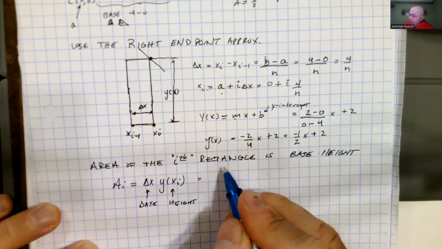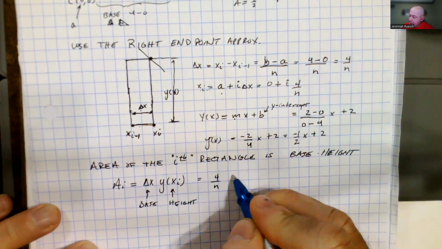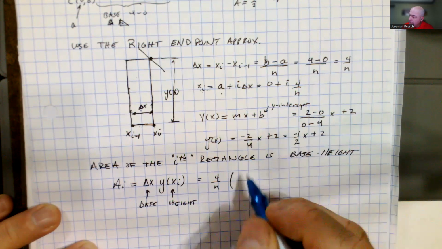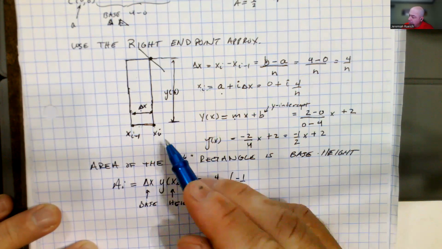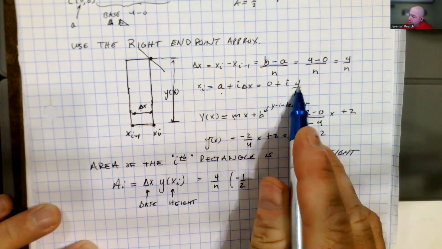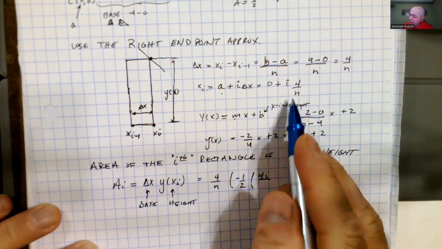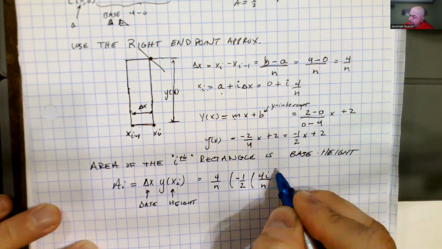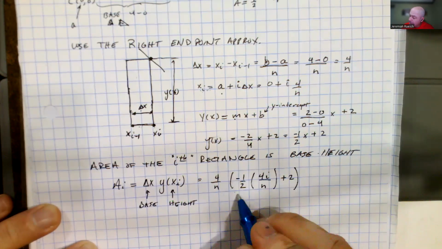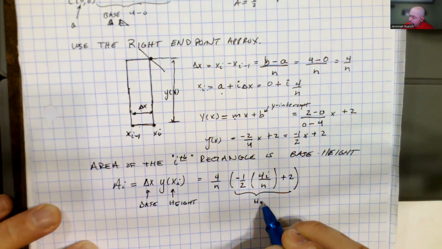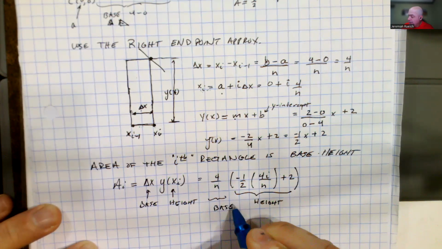For us, that's going to equal the base, which is 4 over n, and the height is negative 1 half xi. Xi was what? Oh, that was right here, that was 4i over n, sorry, I think I said that backwards, 4i over n, plus 2. So this is the height, and this is the base. So just keeping everything together.